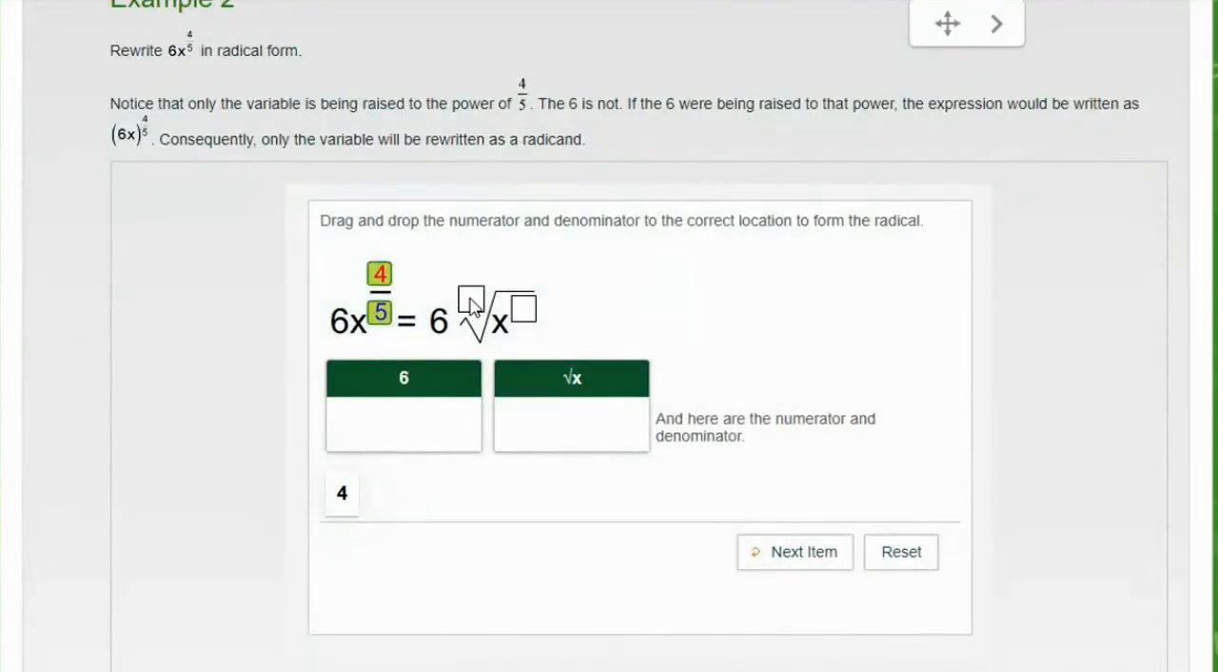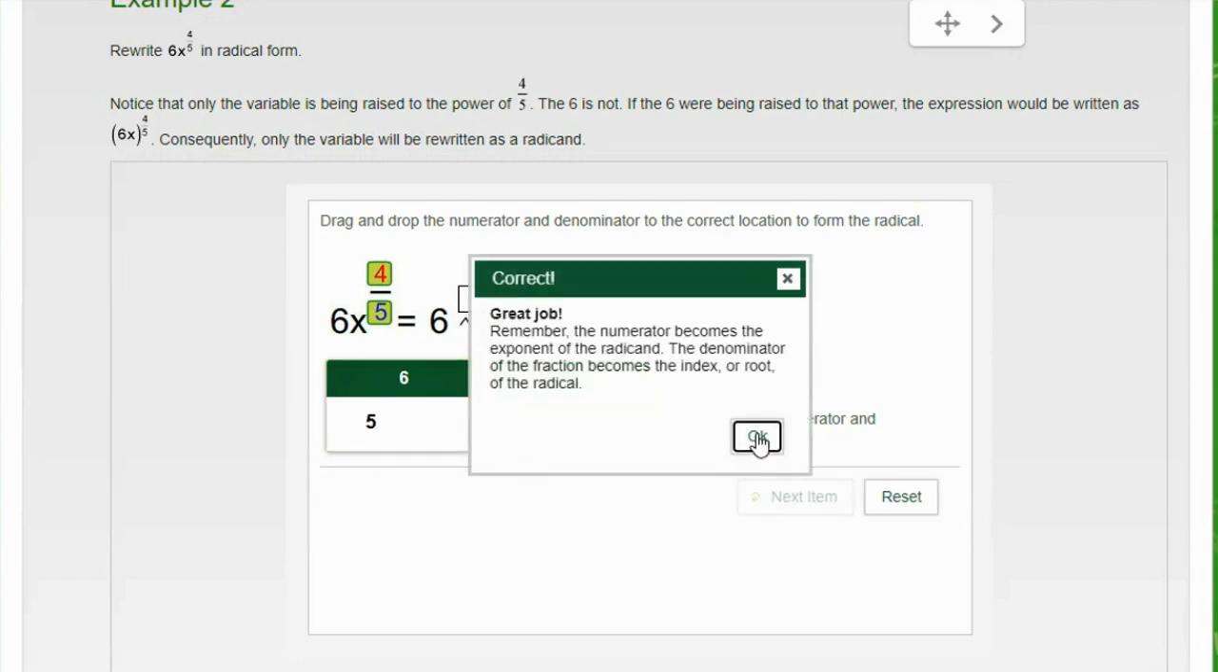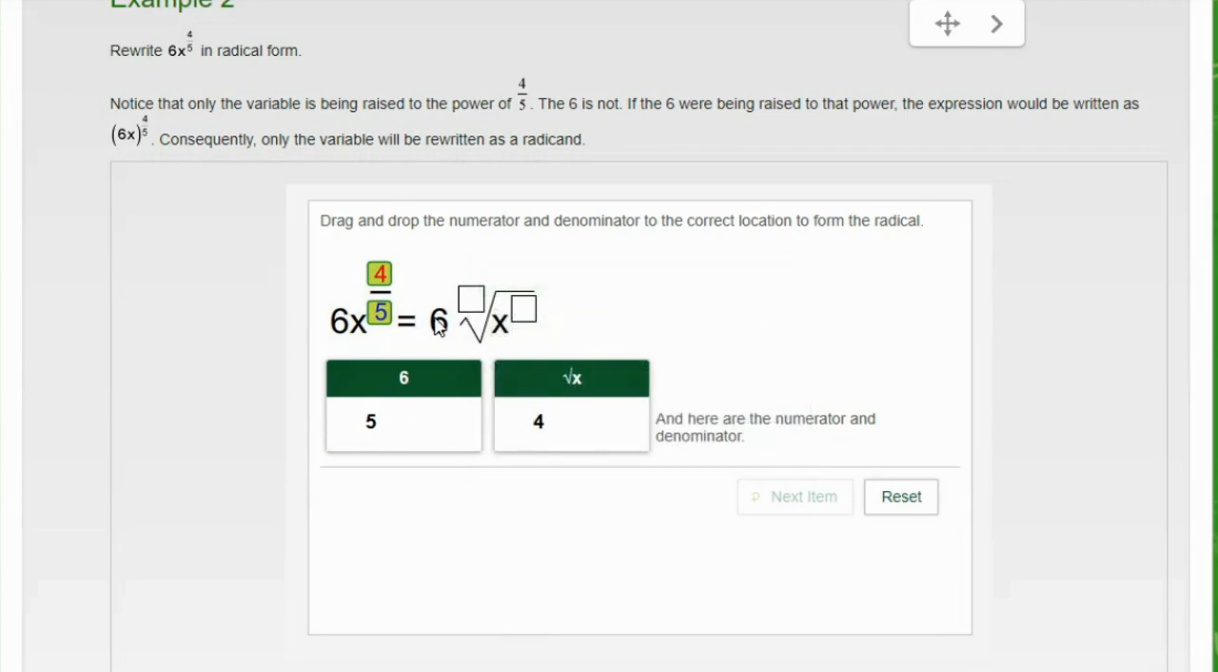So it says drag the numerator and denominator to the correct location. 4 is the numerator. So let's see, here are the numerator and denominator. Since that is the numerator, we're going to put it in there with the square root. This one's going to go outside. So it'll make 6 5th roots of x to the 4th.